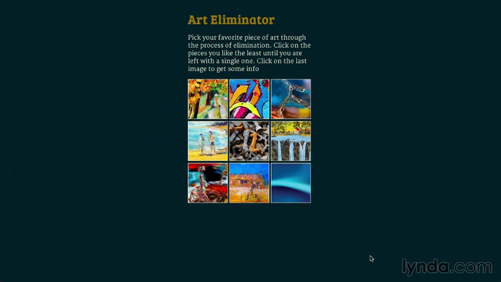So here's the setup. We got a page with a series of images, and we want to help the user pick his favorite piece of art from our list by the process of elimination. So when they click on each one of these images, it's going to get rid of them. And then when they click on the last one, it should show them information about the one that they picked. So let's go through the HTML.